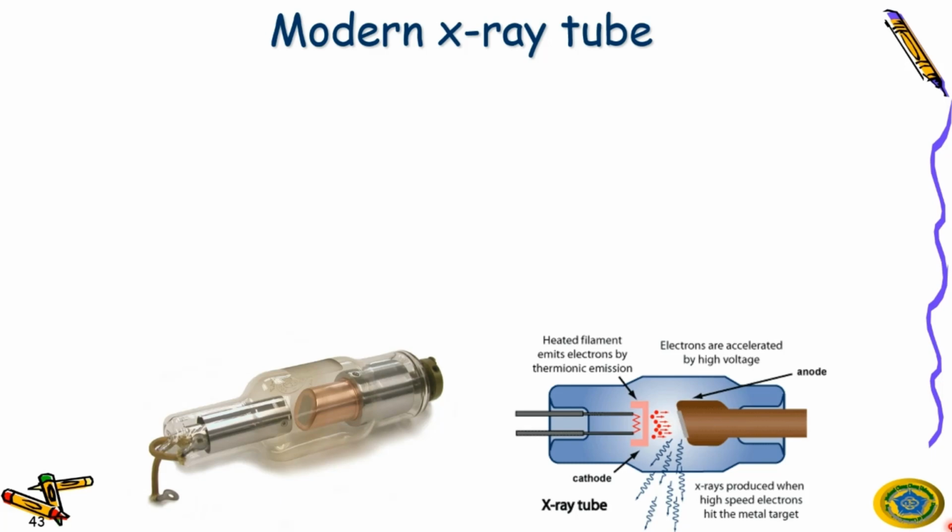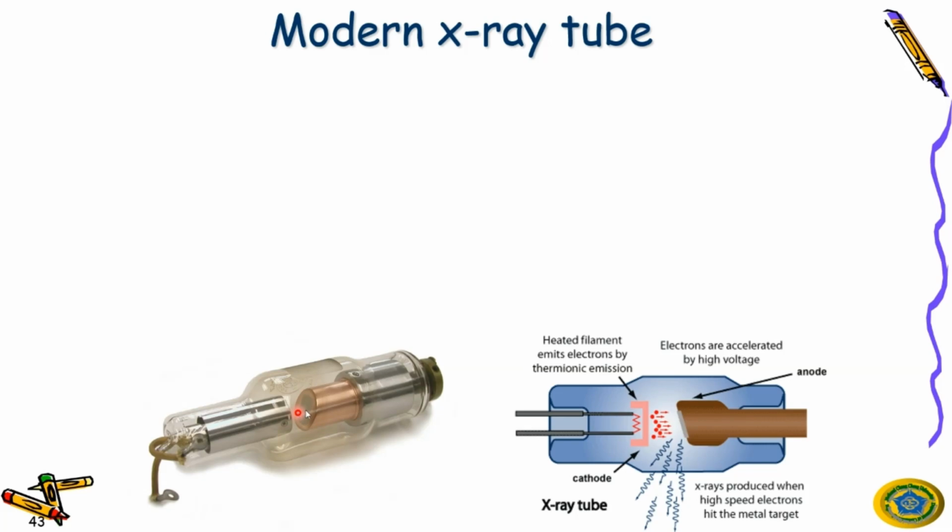Right, so this is how a modern X-ray tube looks. You have a target, as you can see. This is the target. It looks like copper, right? Copper, and this is the generator of the electron beam.